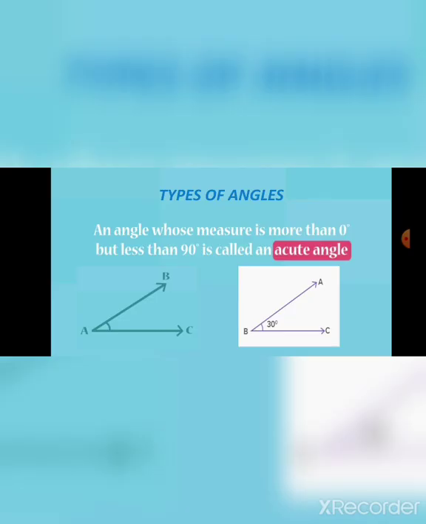So the very first type of angle is the acute angle. So what is an acute angle? An angle whose measure is more than 0 degree but less than 90 degree is called an acute angle. As you can see in the picture, students, after measuring the angle, it is looking like this. See, it is 30 degree, means it is more than 0 degree and less than 90 degree. So after drawing this angle, this is looking like this.